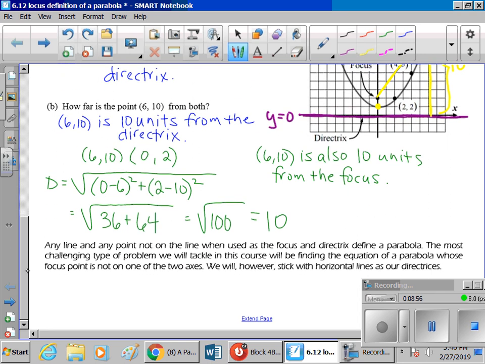Okay, so any line and any point not on the line, when used as the focus and directrix, define a parabola. The most challenging type of problem we will tackle in this course will be finding the equation of a parabola whose focus point is not on one of the two axes. We will, however, stick with horizontal lines as our directrices. We're not going to do vertical lines because that would be square root problems, and then there's a whole bunch of stuff we have to consider. So let's just move on to our next example. Finish what you're writing down, and then we'll move on.